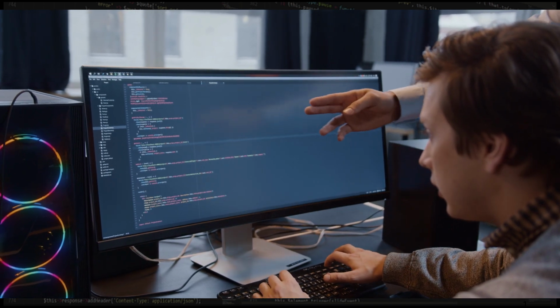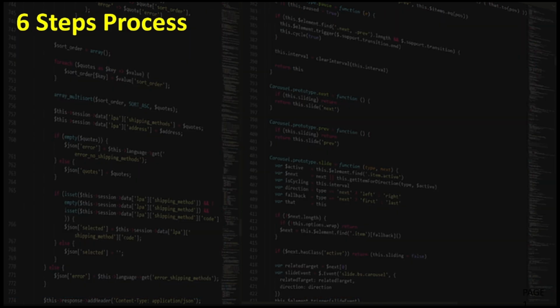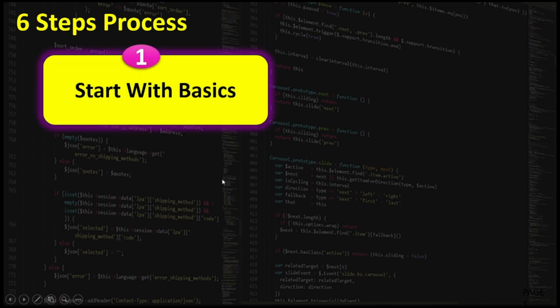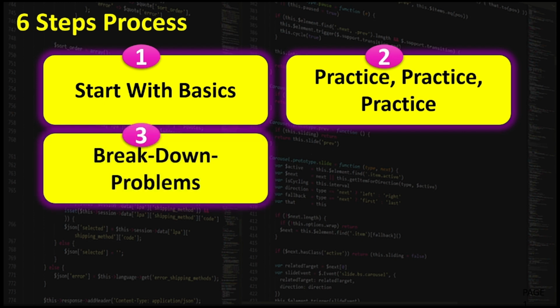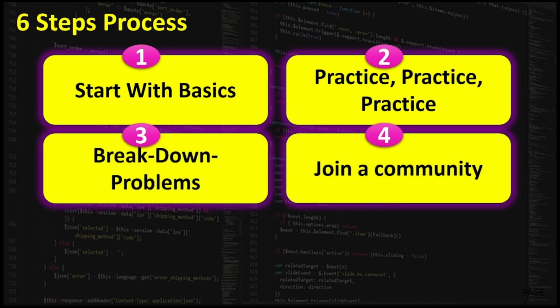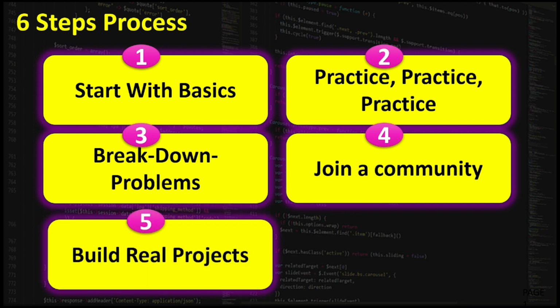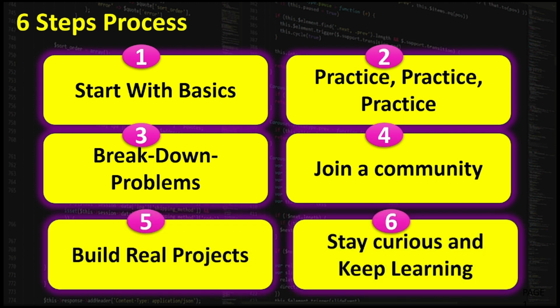So I am dividing this whole thing of learning coding into 6 simple steps. The first step is start with basics. Practice, practice, and practice is the second step. Break down the problems, join a community, build real projects, and finally stay curious and keep learning. I will discuss all these steps with a blend of demos as well, and I am sure you are going to be confident on how to learn coding at the end of this video.